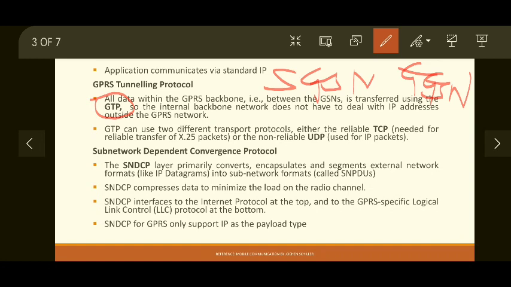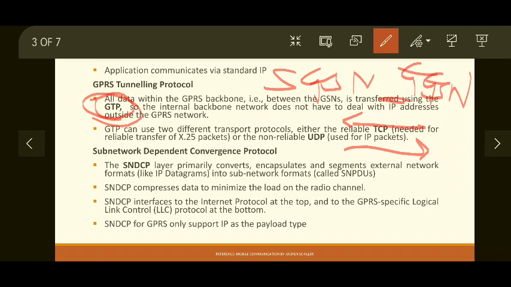So the internal backbone doesn't have to worry about the IP addresses of the GPRS network because they are using a separate protocol for communication. So no involvement of IP in case of internal communication. So GTP can use different transport protocols for delivery of the packets from GGSN to SGSN or SGSN to GGSN. So IP is a network layer. For transportation, you can use either TCP or UDP.